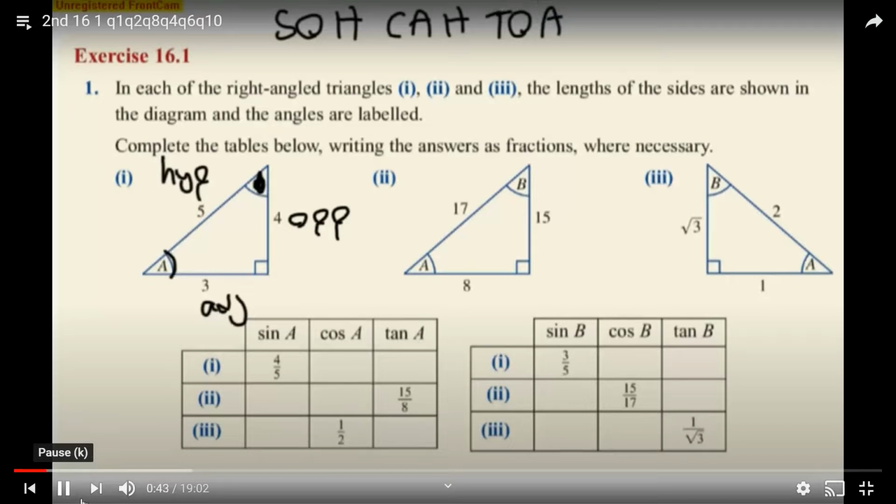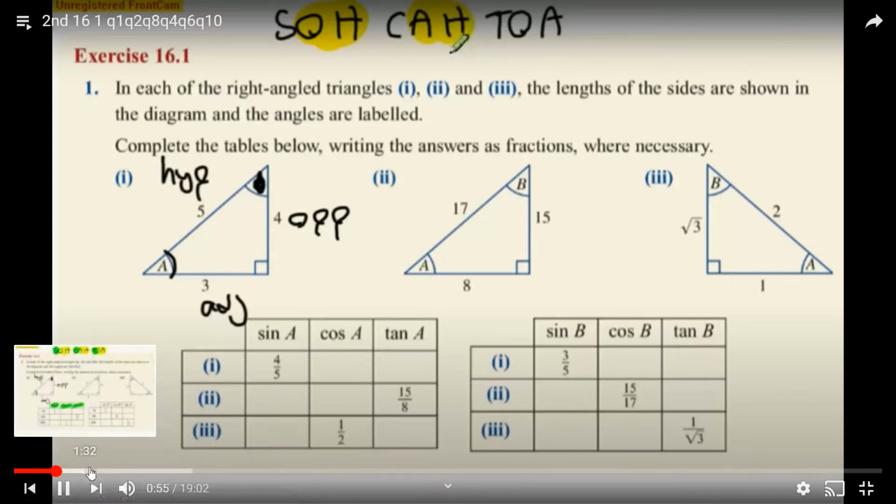There are three trigonometric functions. They're called sine, cos, and tan. Sine is opposite divided by hypotenuse. Cos is adjacent divided by the hypotenuse. And finally, tan is opposite divided by the adjacent. So that's all good.